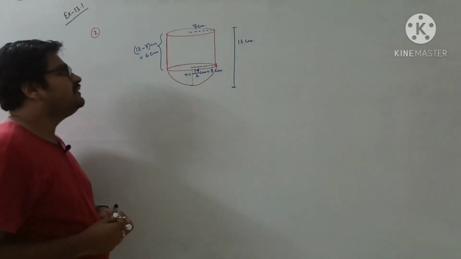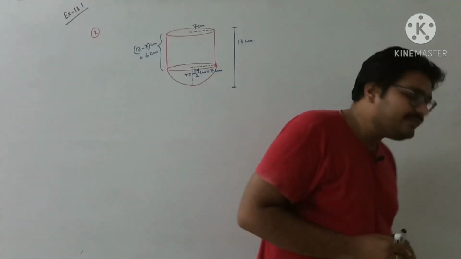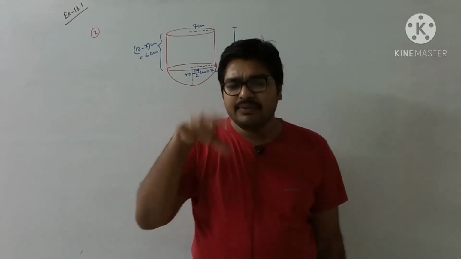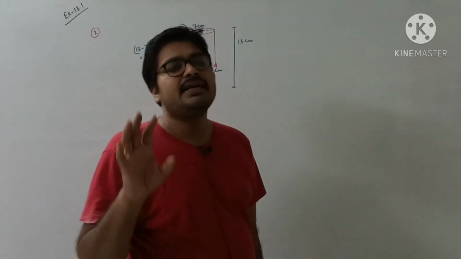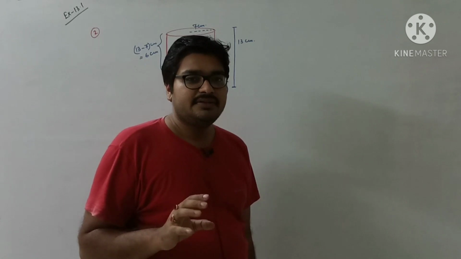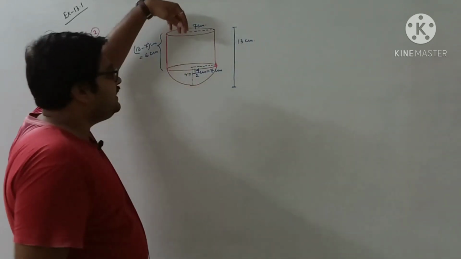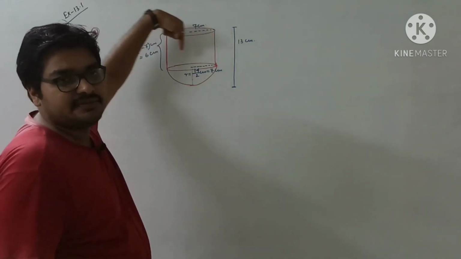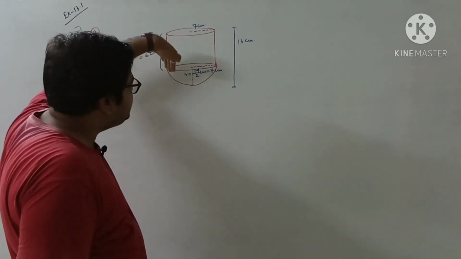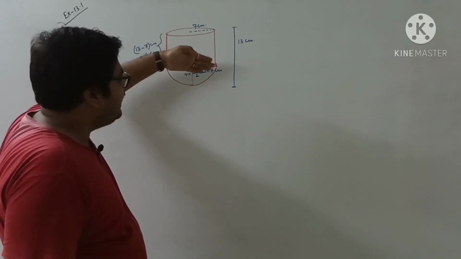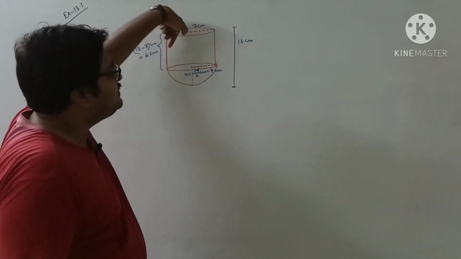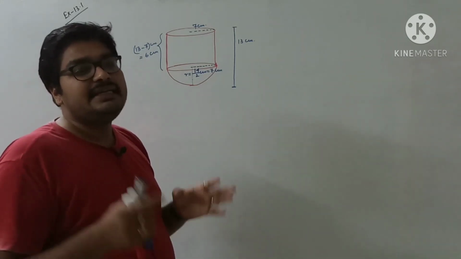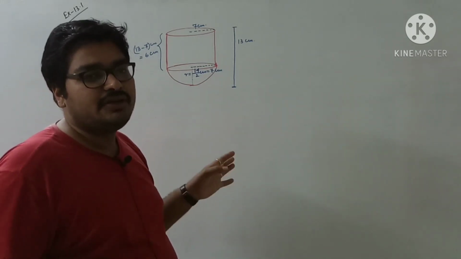Now we have to find out the inner surface area. Inner surface area means if you look inside, whatever surface you can see will come into consideration. You can see the curved surface area of the cylinder along with the curved surface area of the hemisphere. If you add both of these together, you will get the inner surface area of this solid.